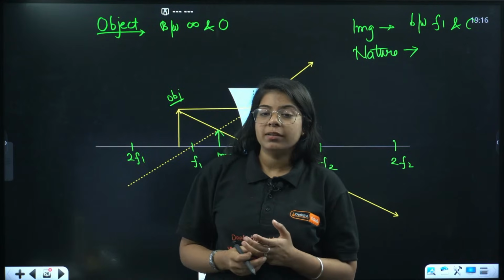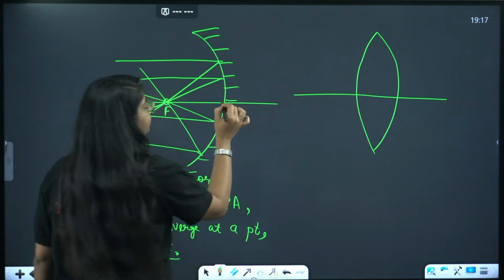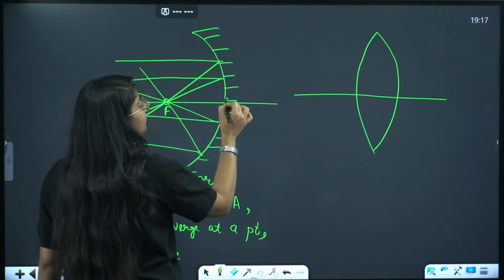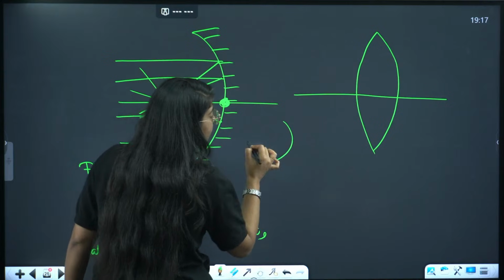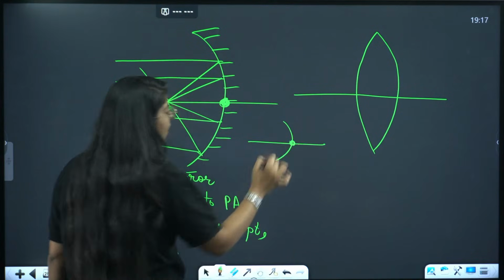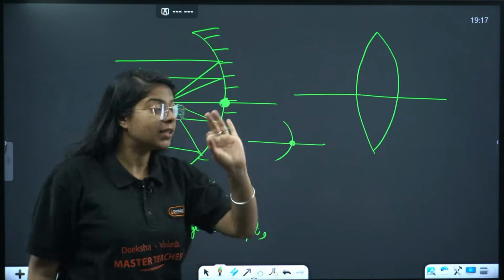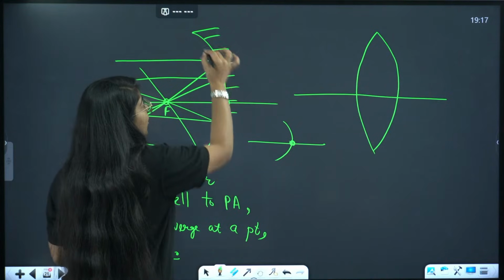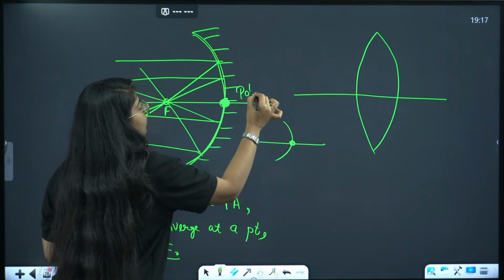What is pole? Look, this is your mirror, right? Any mirror, concave mirror, convex mirror. This point where the principal axis is crossing the mirror, that is basically in the center of mirror, in the center of aperture of this mirror, this point is called pole.